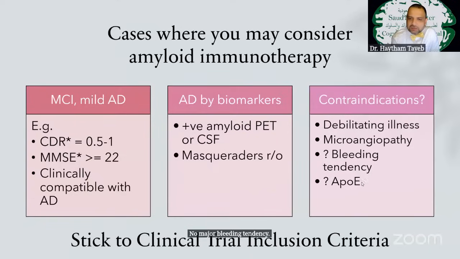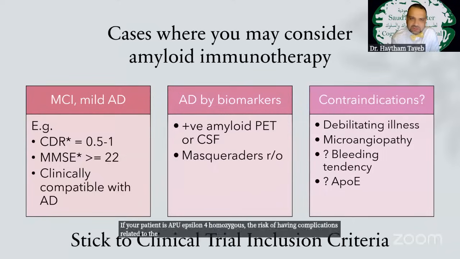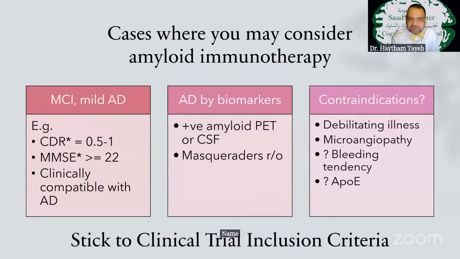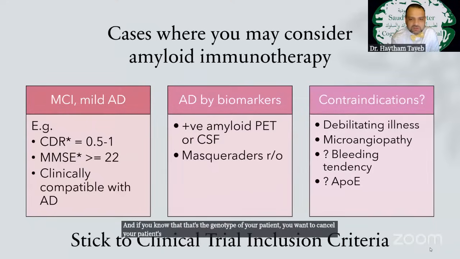And then there are no contraindications, no debilitating illness, no microangiopathy or macroangiopathy in the brain, no major bleeding tendency. And you want to also look at your ApoE status, because if your patient is ApoE epsilon 4 homozygous, the risk of having complications related to the immunotherapies, namely ARIA, is significantly increased. Heterozygous is increased a little bit, and if you know that that's the genotype of your patient, you want to counsel your patients in that spirit.